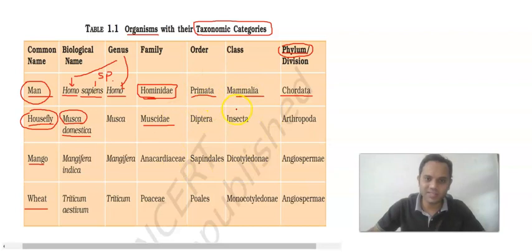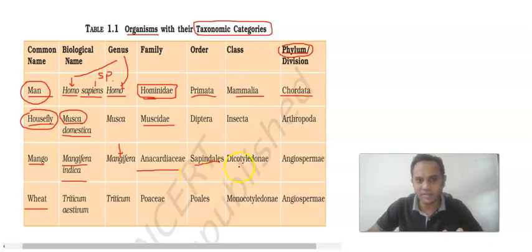Likewise, these are the 2 examples which belong to the kingdom Animalia. And the third one is your mango. The scientific name of mango is Mangifera indica. Here, the genus is Mangifera and indica is the species. It belongs to the family Anacardiaceae, then order Sapindales. They share certain similar characteristics, therefore they are placed in that particular family Anacardiaceae and order Sapindales.